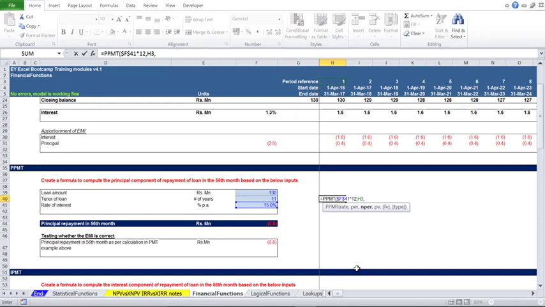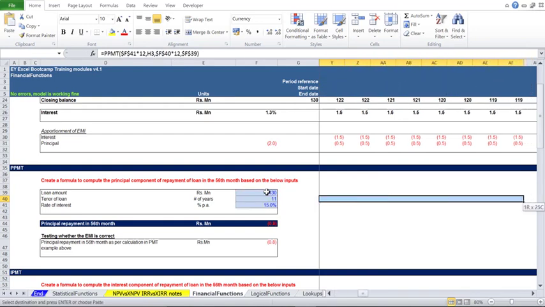NPER refers to the number of principal repayments, which is tenure of loan 11 into 12. PV refers to the loan amount, initial loan amount, which is this. We press F4 again, we close. Now let's drag this formula till the end of the period.